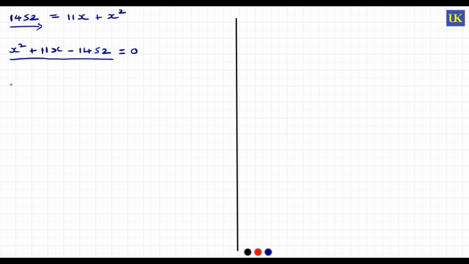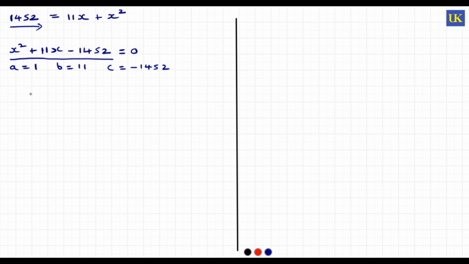and using the formula method we can solve this, right? So we will use the formula method here. So we'll write the values here. Okay, so the value of a is 1, the value of b is 11, and the value of c is minus 1452. Now we will put the formula.